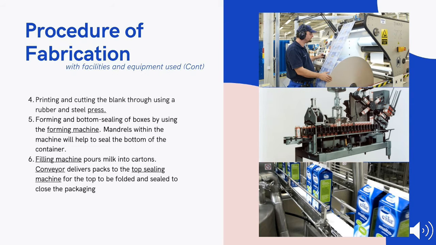Continuing with the fabrication procedures, the wound rolls are transported to the printing area. Printing is done by the flexographic method, where the rubber printing plate is attached to the steel sheet.